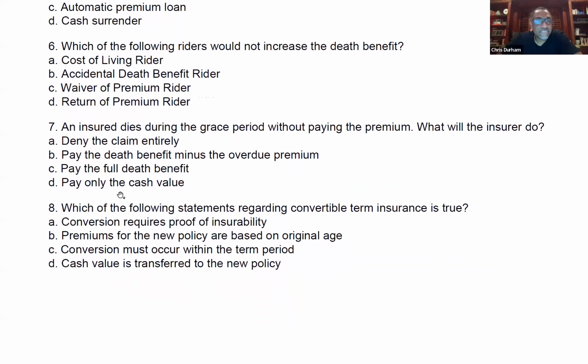All right, Jess. An insured dies during the grace period without paying a premium. What would the insurer do? A, deny the claim entirely. B, pay the death benefit minus the overdue premium. C, pay the full death benefit. Or D, pay only the cash value.